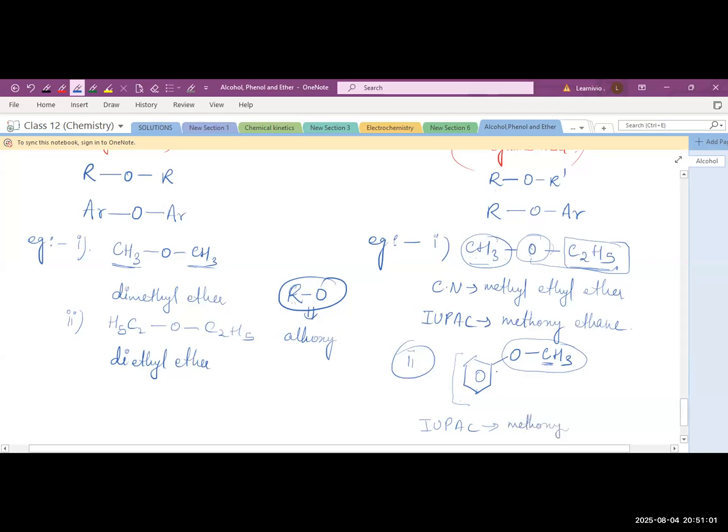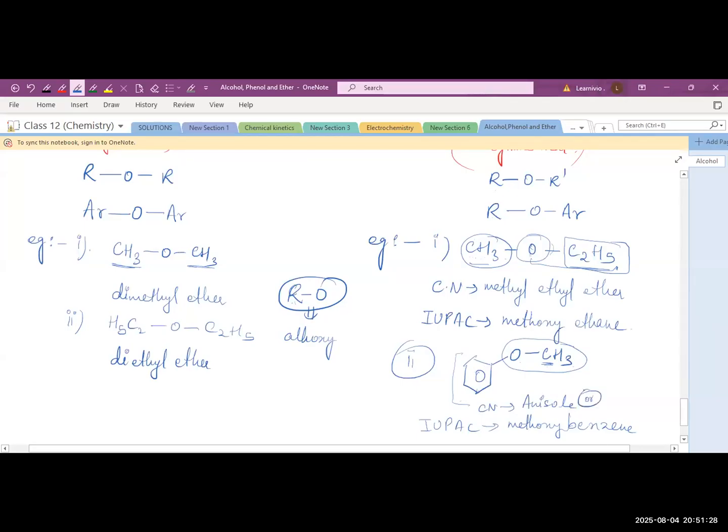Methoxy. And what is this? This is your benzene, methoxy benzene. It's very simple, right? And the common name of this is anisole. If benzene has an OCH3 group attached, then this is known as your anisole. And again, we can give it other names.